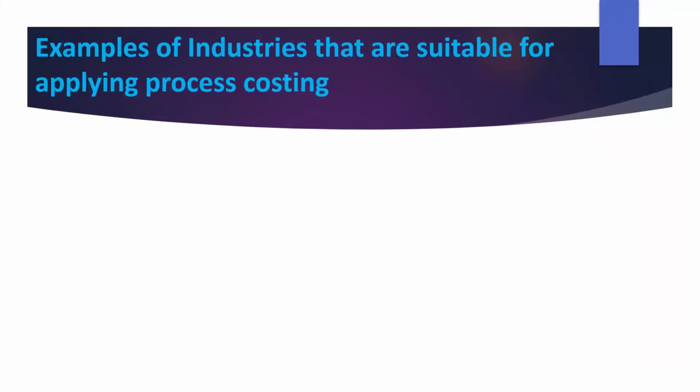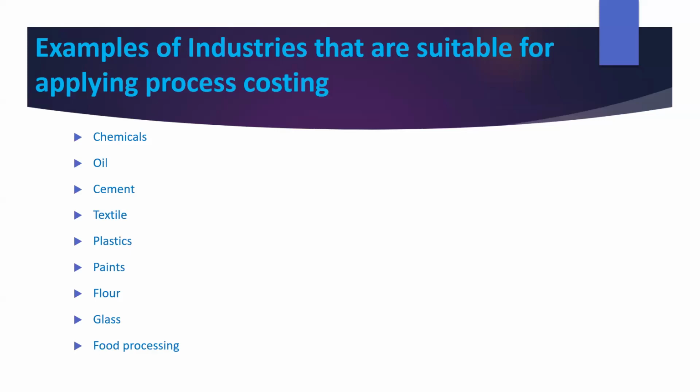Now, let's see some examples of industries that are suitable for applying process costing. What are the industries where we can use process costing? Chemical industries, oil, cement, textile, plastics, paints, flour, glasses, food processing, and mining. So here you can see a similarity. What is the similarity? You can see a similar kind of output in these industries.